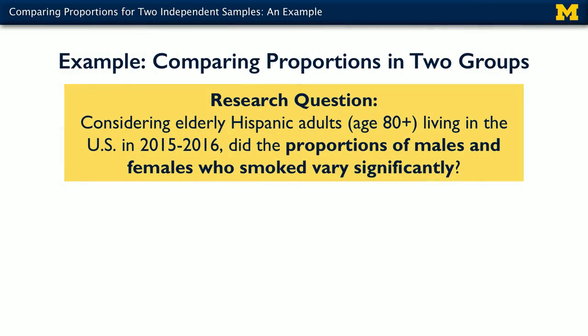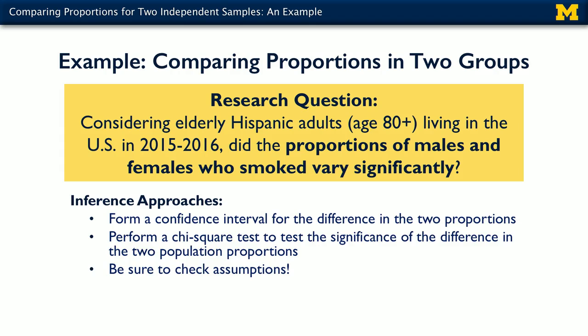Okay, so for our example of comparing proportions in two groups, here's a new research question that we haven't considered previously. If we focus on elderly Hispanic adults, so by definition here we're talking about adults who are ages 80 and above, living in the United States in 2015 and 2016, we want to know if the proportions of males and females who smoked vary significantly. So is there a difference in the proportions of males and females who smoke in this specific subpopulation, in terms of how many people smoke in the two groups?